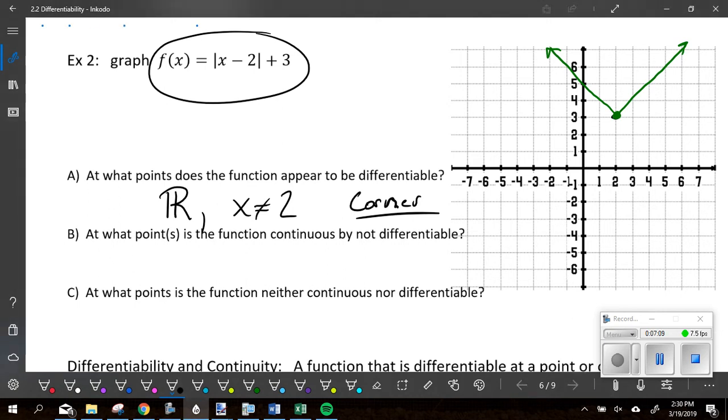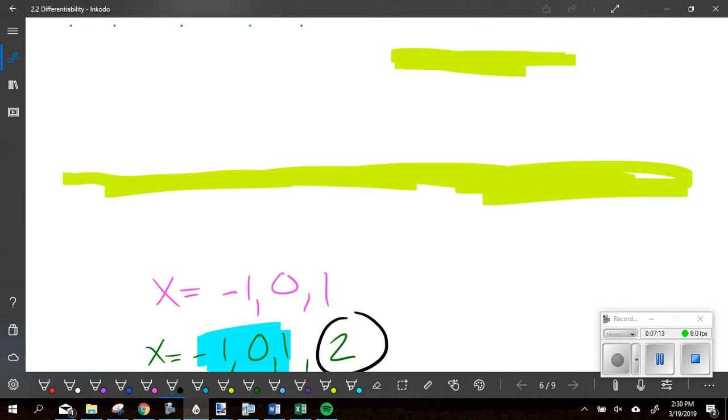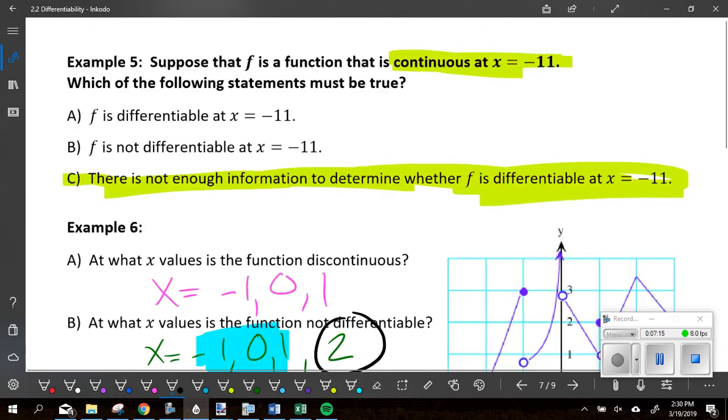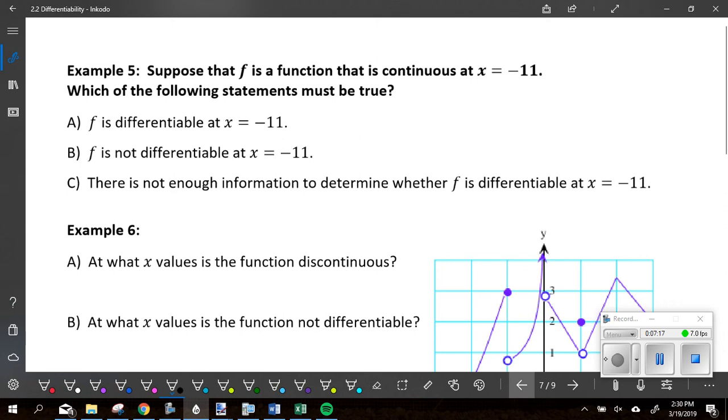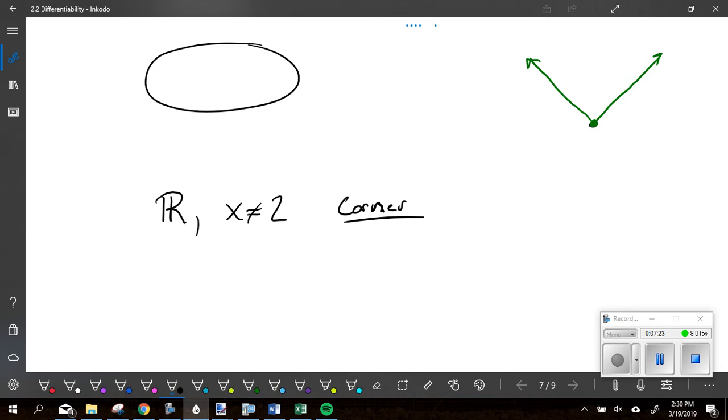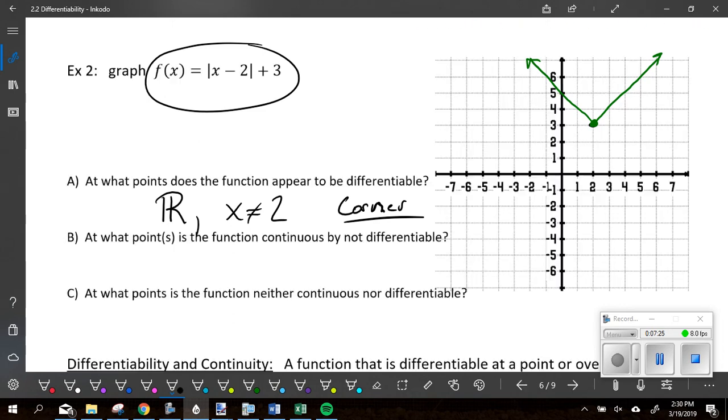At what point is the function continuous but not differentiable? Apparently it wanted me to flip sides. When is that graph continuous but not differentiable? Nick, what do you think? 2. At 2. We just said that information. X is equal to 2. It's continuous. How do you know it's continuous, Nick? Limit and value is the same. You didn't pick up your pencil.